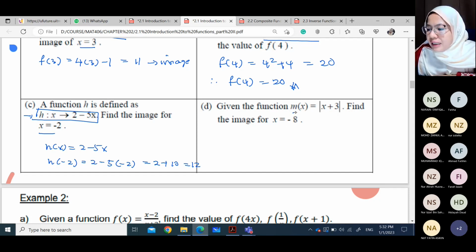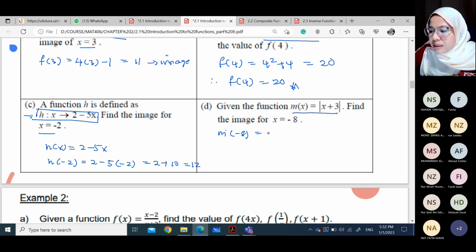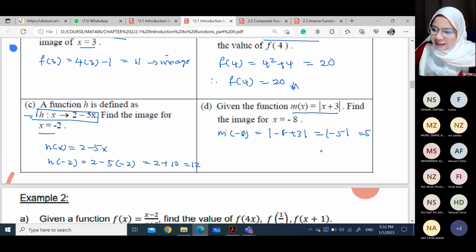Okay, so untuk yang ini, m of x, so m of x is absolute of x plus 3. Okay, so kalau dalam bentuk absolute value ni, nilai dia semua positif. Okay, so find the image for x equals to negative 8. So we just substitute x into negative 8 in this function. So absolute of negative 8 plus 3. So here we have absolute of negative 5. So it is also equivalent with 5, sama juga dengan 5. Okay, boleh? Ada soalan untuk example yang ini? Any question?